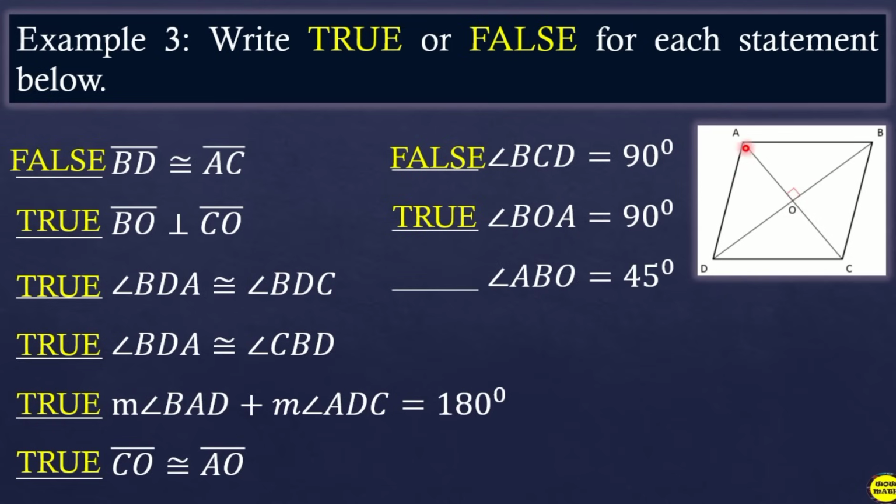So, angle ABO. This is equal to 45. How come the measure of this angle is 45 degrees? This is false because we cannot assume that this angle is 45 degrees. Next, segment BC is congruent to segment CD. So, this is true. Why? Because all the sides of a rhombus are congruent.